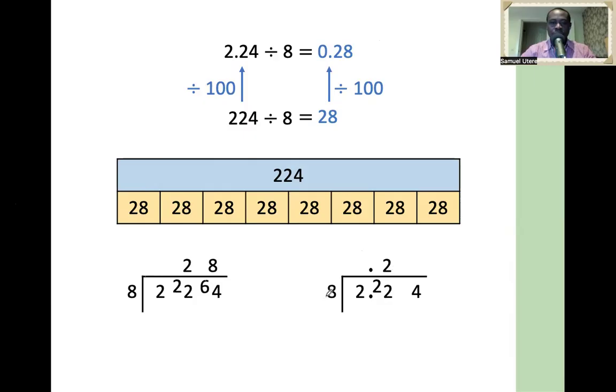2 times 8 is 16. The remainder is going to be 6 because 22 minus 16 is 6. We write the 6 next to the 4. 64 divided by 8 is 8. So we get the same answer. And of course, you introduce your 0, which I was talking about. So the answer is 0.28.